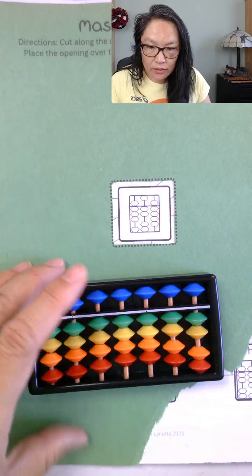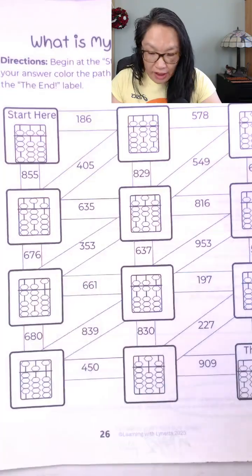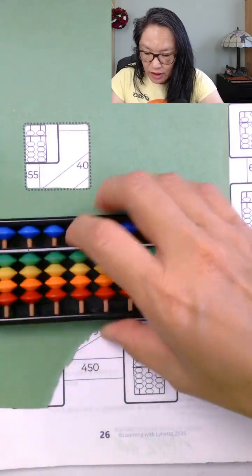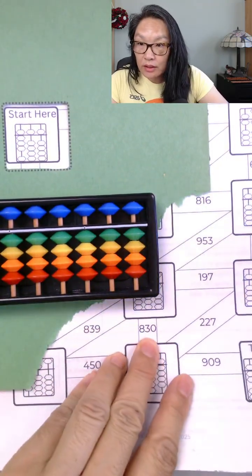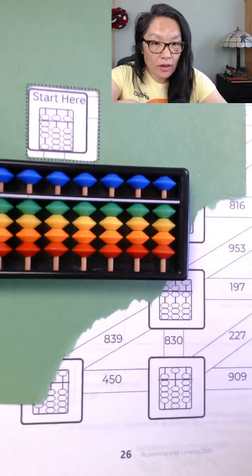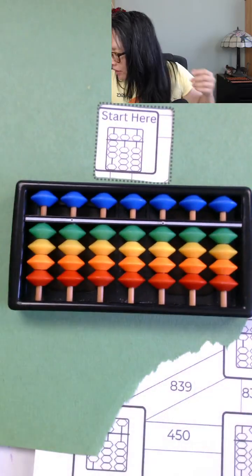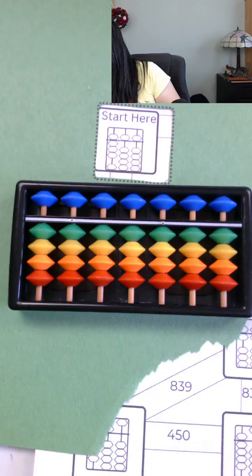Okay, so what are we doing? What we're going to do is we are going to check. There we go. We have this. How's it going? Okay, what are we doing? We're going to look at that, and then we're going to understand how to read the abacus.